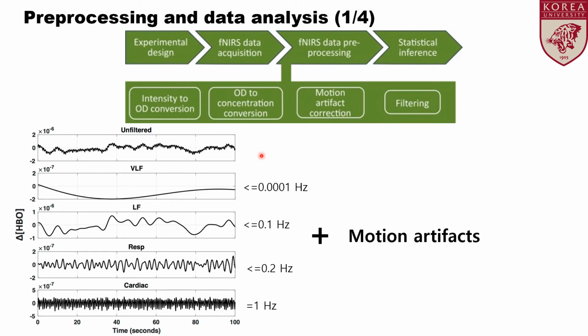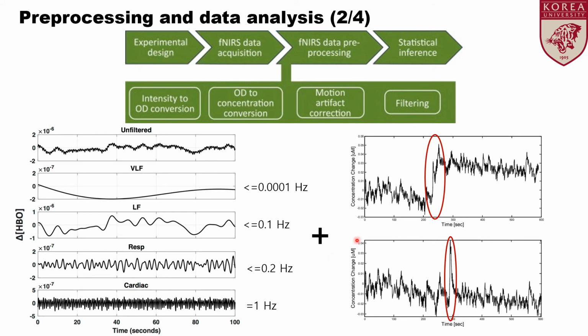Here we can see different types of artifacts and their frequencies, which can be found in the NIRS data and can be removed by filtering. Here we can see the motion artifacts, and these motion artifacts can also be corrected by different methods, of which principal component analysis is the most commonly used method to remove the motion artifacts.